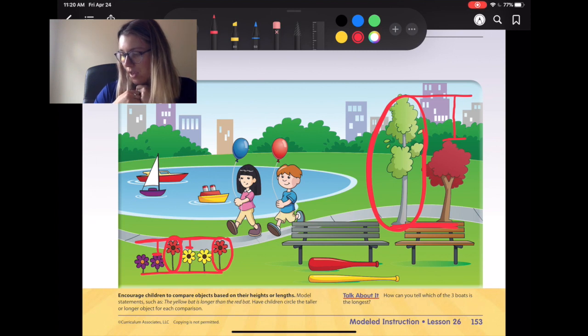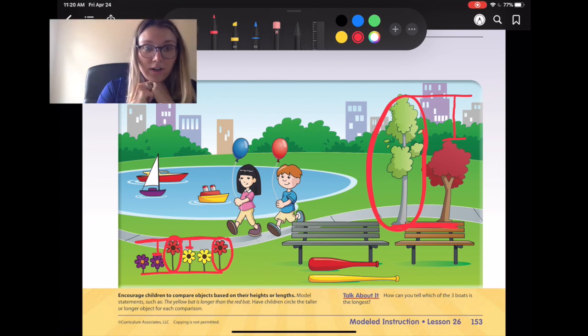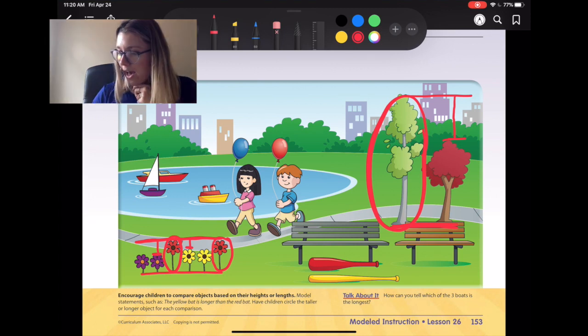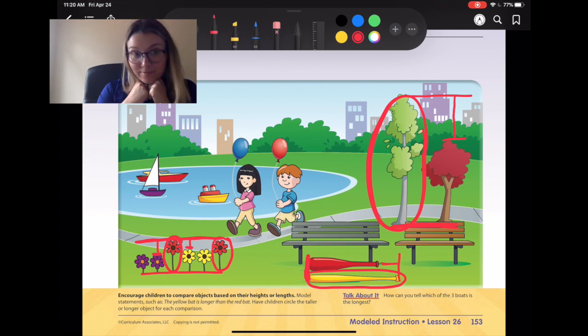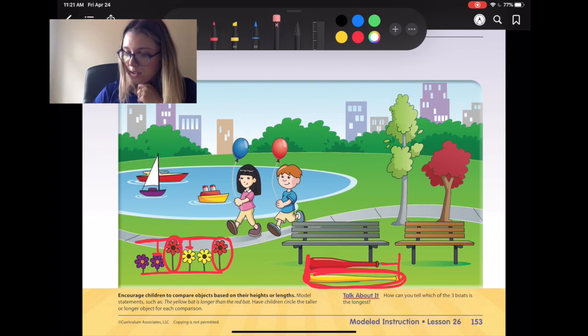All right. Now let's look at how long some things are, okay? I'll erase this. Let's look at the bats down here. Which bat is longer? This yellow bat, and look, they're starting at the same point right here. They're lined up. This yellow bat, it's longer. Look how much space is in between that. So you would circle the yellow bat right there, like that. All right, and let's do one more together.